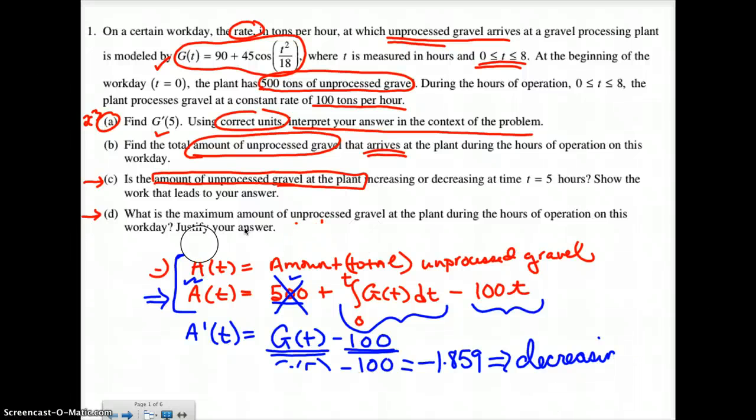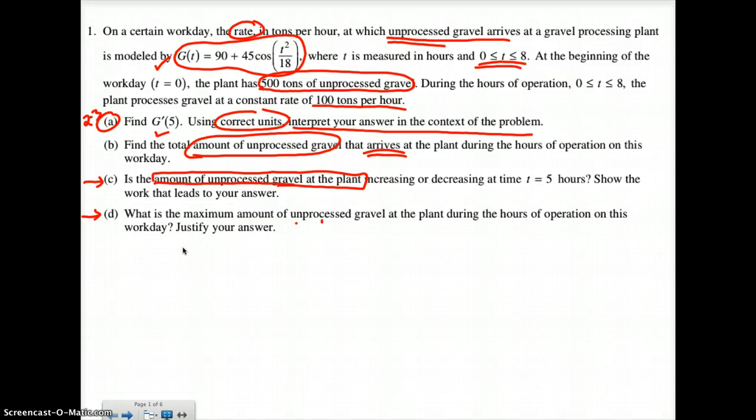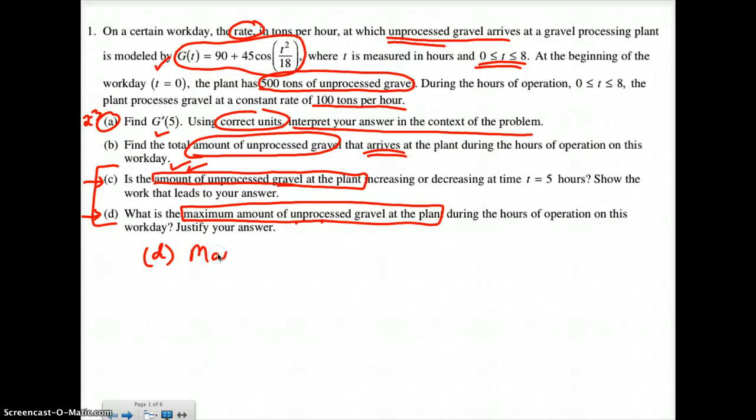All right. The next one up, only because they didn't define this function for you, but are asking you to use it. So this was kind of a good question here. Now, when it says a maximum amount of unprocessed gravel at the plant, again, maxes occur for part D. We'd have to consider all the possible candidates for here. The max will occur at the end point, so at 0, 8, or at any critical points.